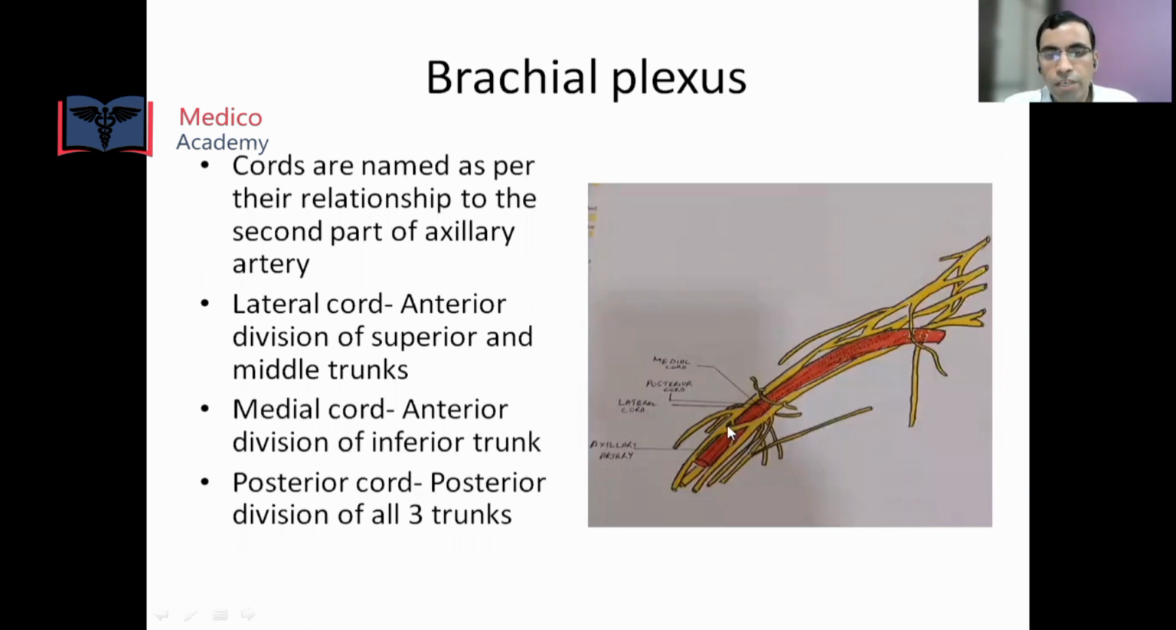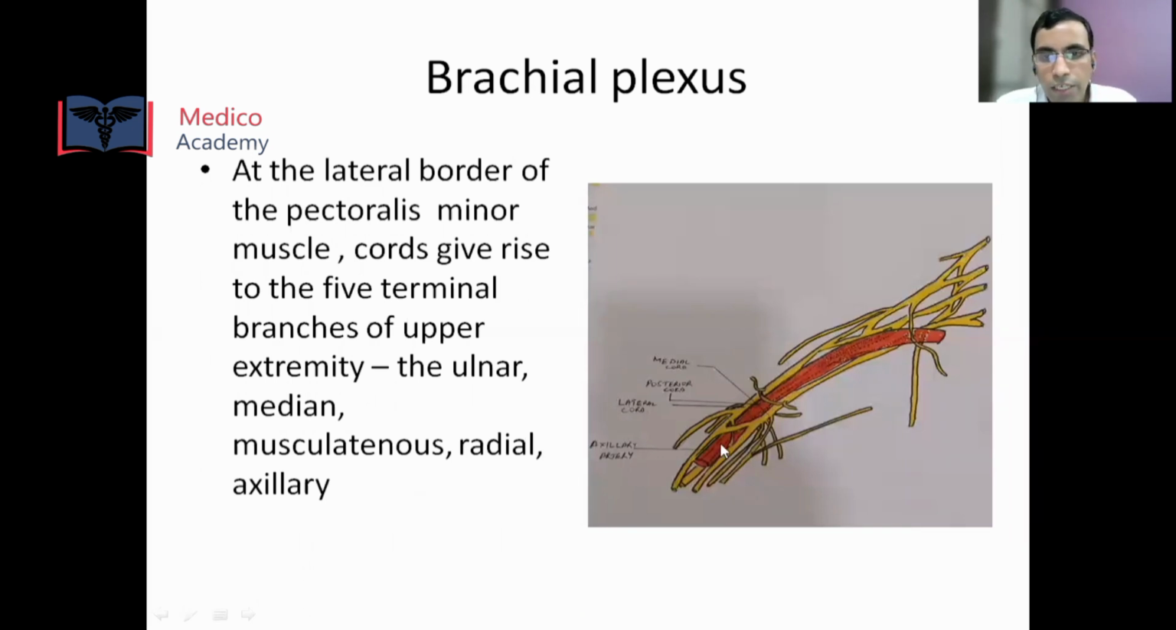Cords are named as per their relationship around the second part of axillary artery. Lateral cord is formed by anterior division of superior and middle trunk. Medial cord is formed by the anterior division of inferior trunk, while the posterior cord is formed by the posterior division of all the three trunks. At the lateral border of pectoralis minor, these cords give rise to 5 terminal branches. These are the ulnar nerve, the median nerve, the musculocutaneous nerve, the axillary nerve, and the radial nerve.